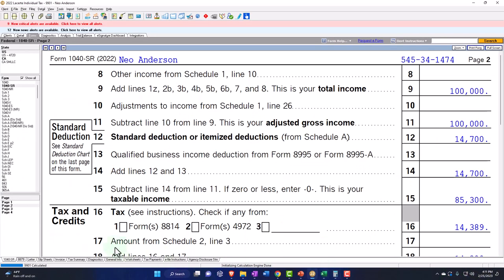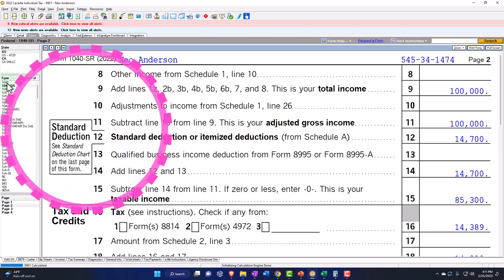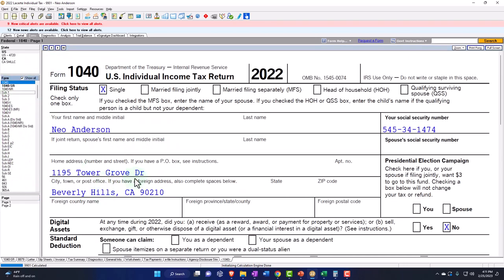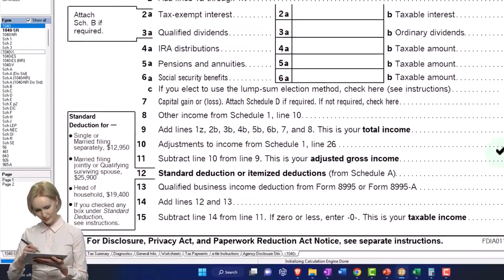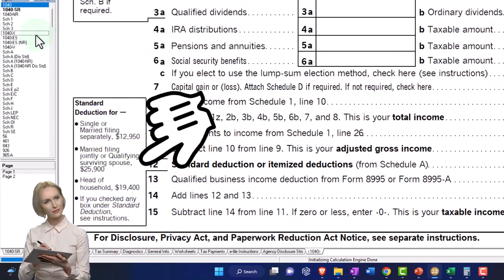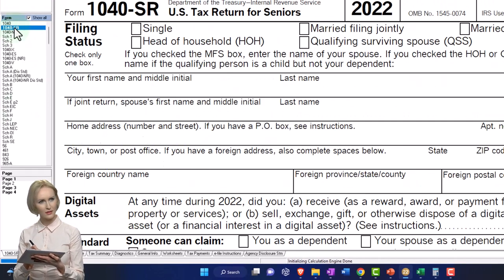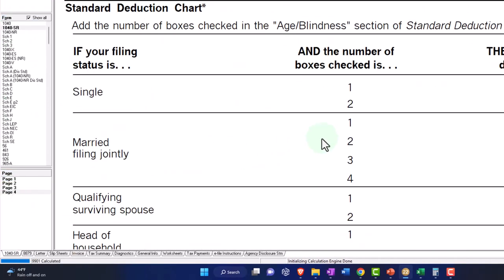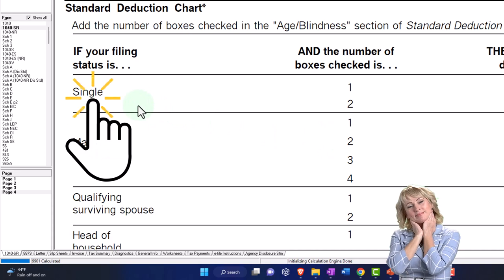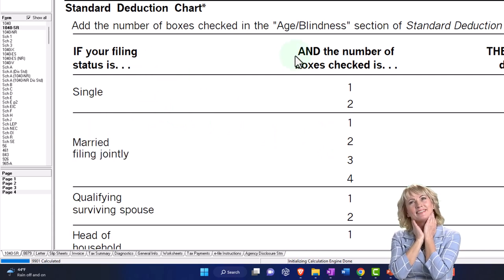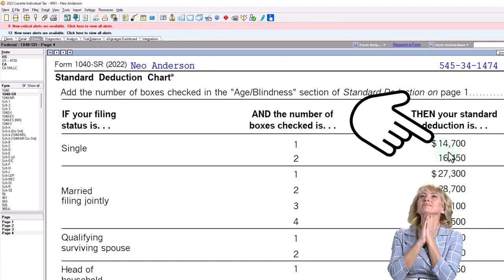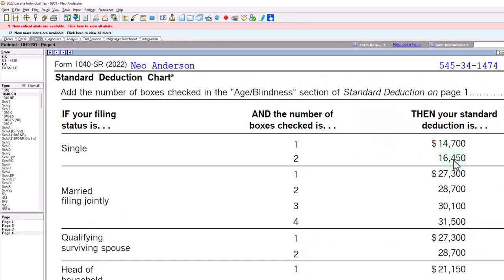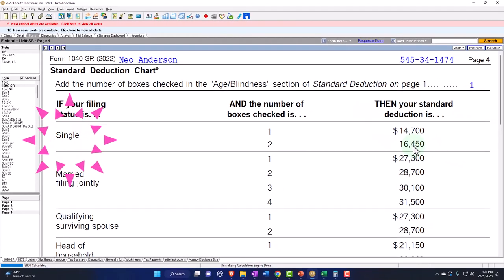Now, if you want to find those, because remember the standard deductions are on the first page. If they didn't have those added standard deductions, are kind of listed out right here. But if you go to the form 1040 SR and page 4, there's where you have your single standard deduction and the number of boxes checked, one box is checked. So now you're at that 14,700. If two boxes were checked, meaning you're single, over 65 and blind, then it would be to that 16,450.